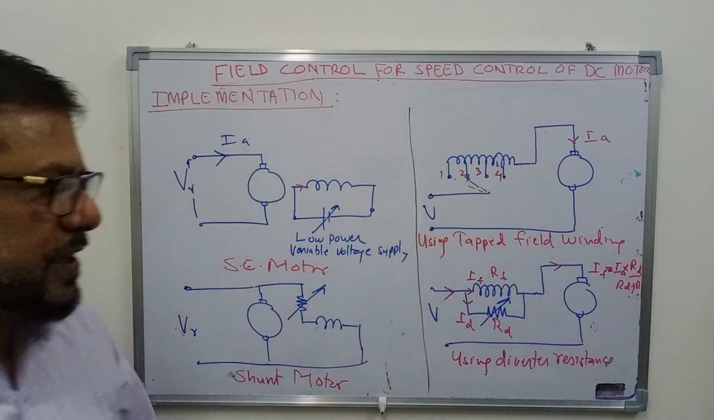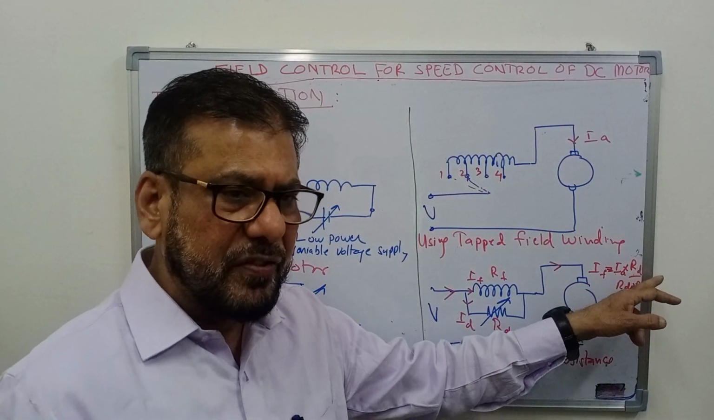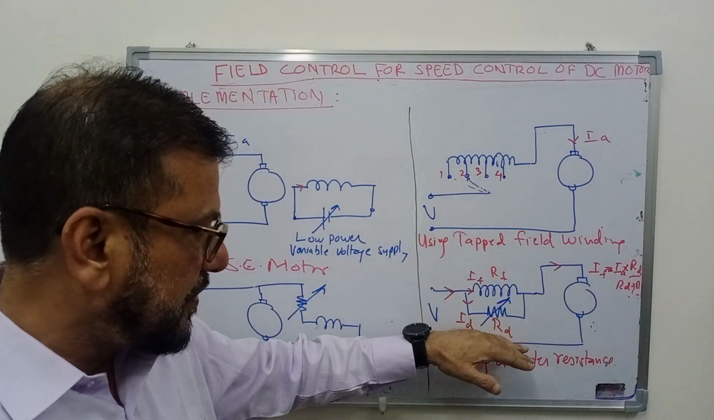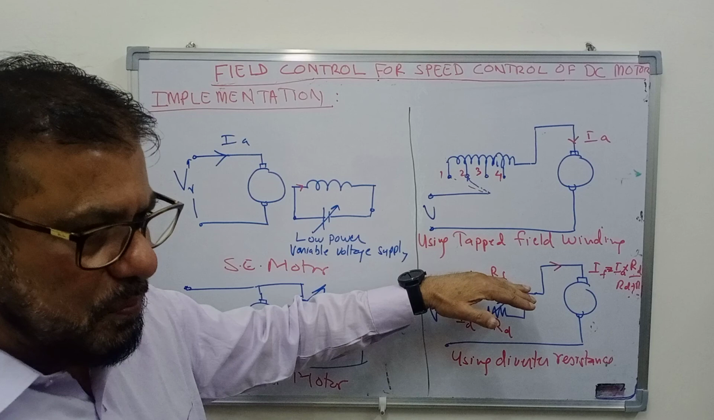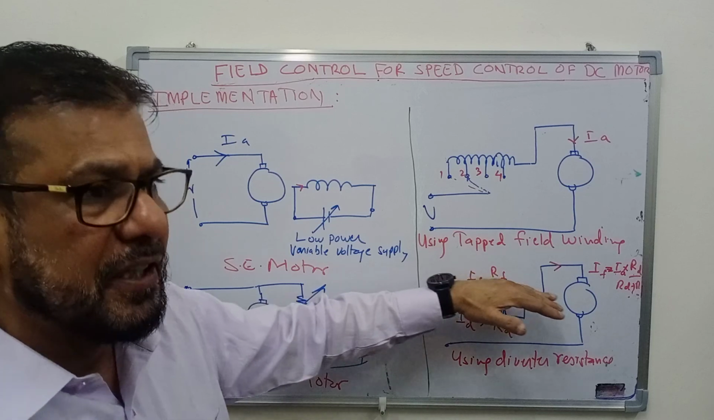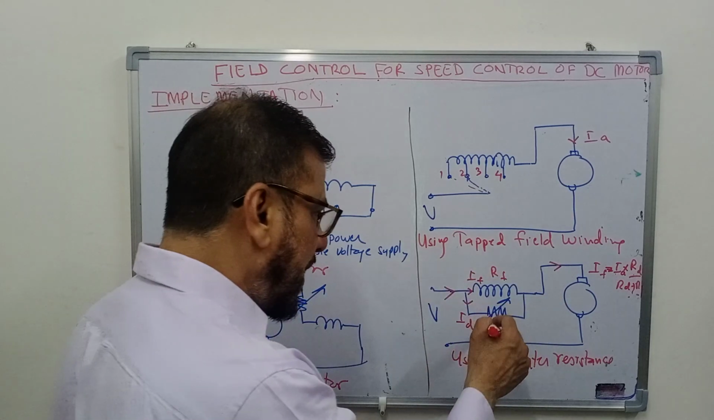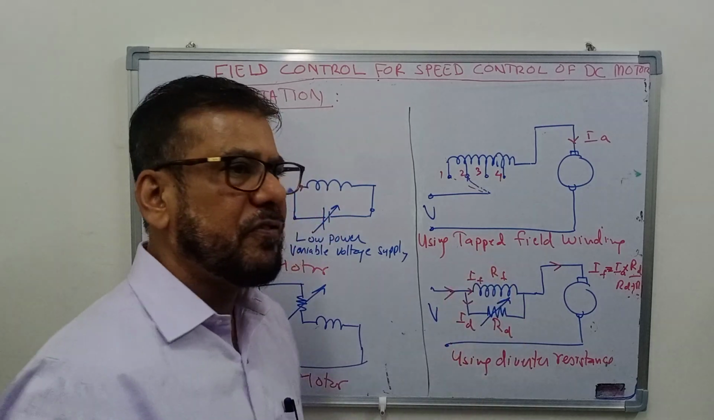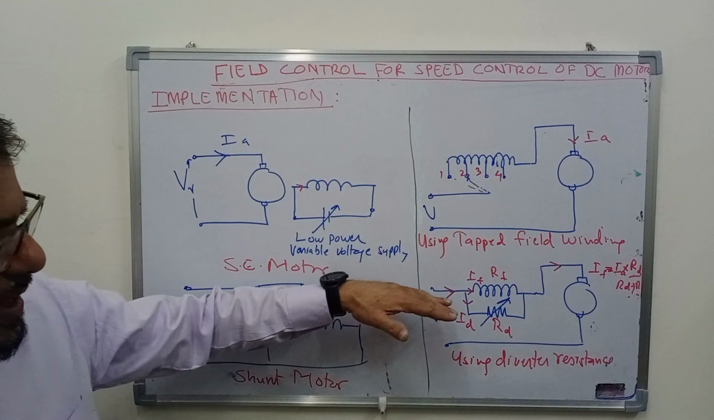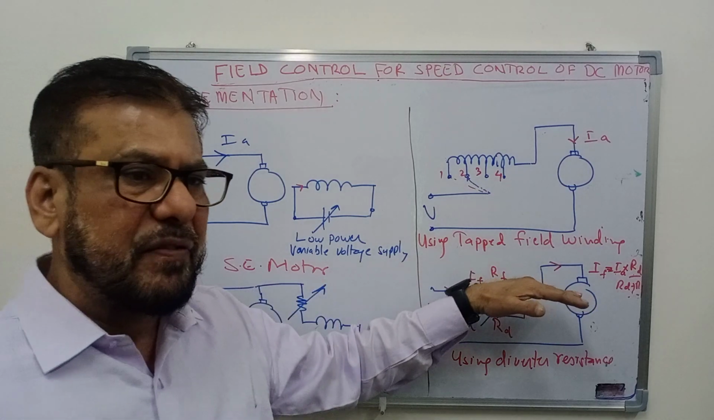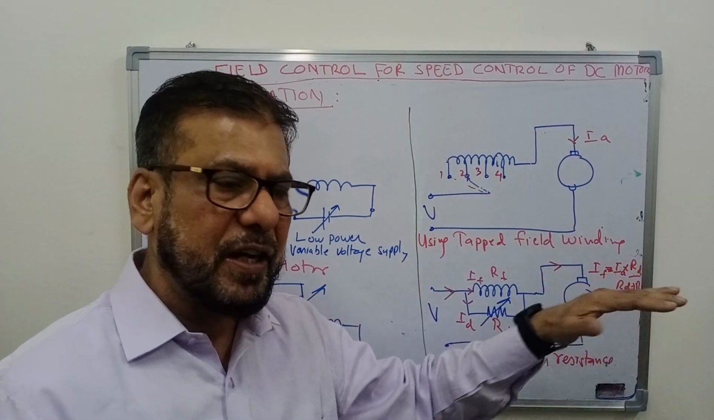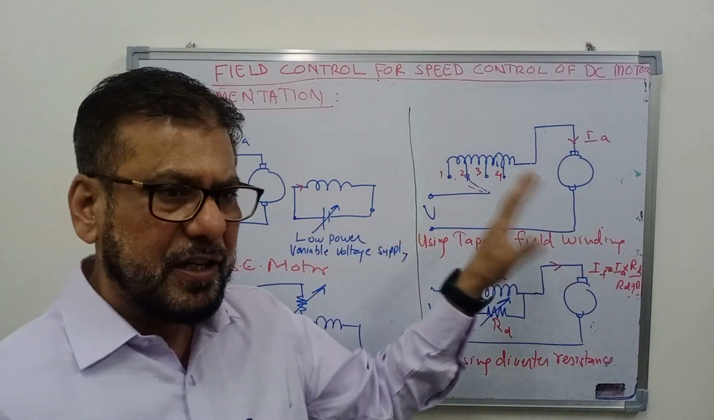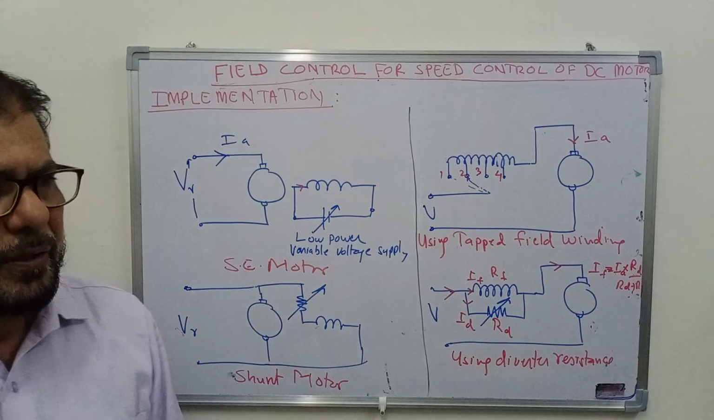So by changing the diverter field resistance, you can change the current flowing through the field winding. The lesser the resistance RD, the lesser the current in the field winding. So by reducing RD, you can decrease the current flowing through the field winding. In that way you can change the current here, and that will change the flux produced by the field winding. So in this way you can implement the field control method in series motor.